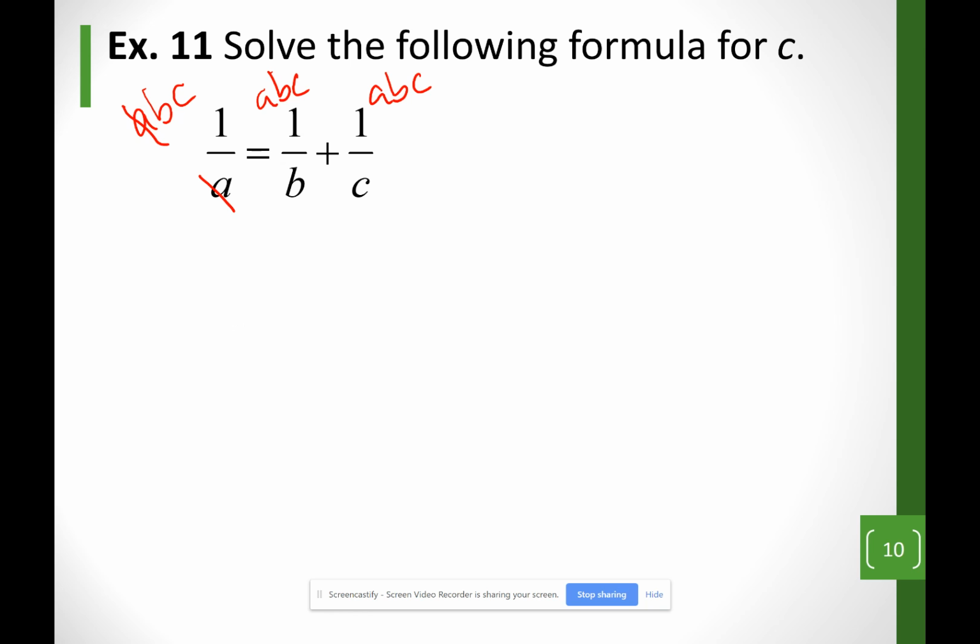Once again, I'm going to get rid of fractions first. My second fraction, let me cancel out the b's. So I have AC. On the third fraction, let me cancel out the c's. So I have AB. Once again, I'm solving for C.